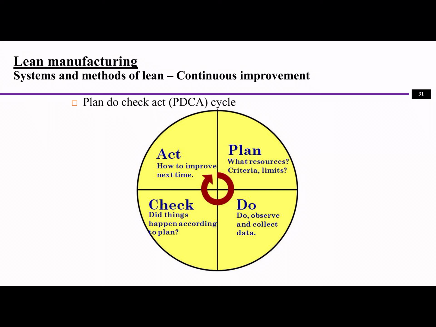Plan Do Check Act means it's a cycle, and you always plan first. Look at what the resources, criteria, and limits are, and then do it. Collect data, observe, then check if things are going well according to the plan, and then act on how to improve next time. Then do this cycle again. So this is a continuous improvement tool developed by Deming.